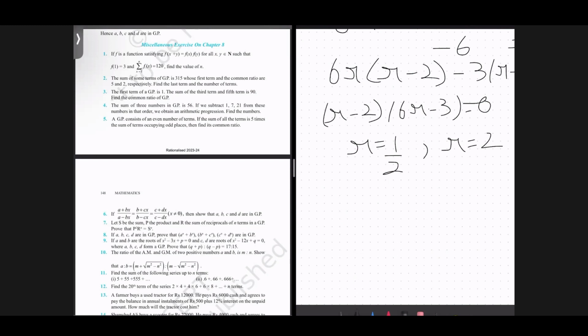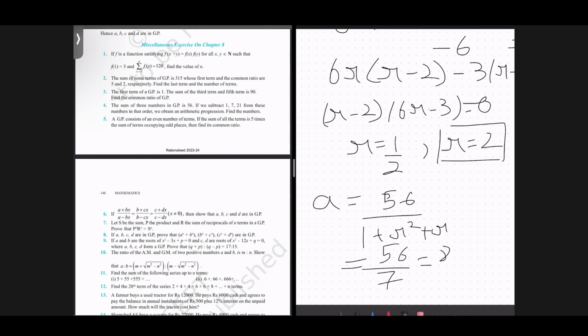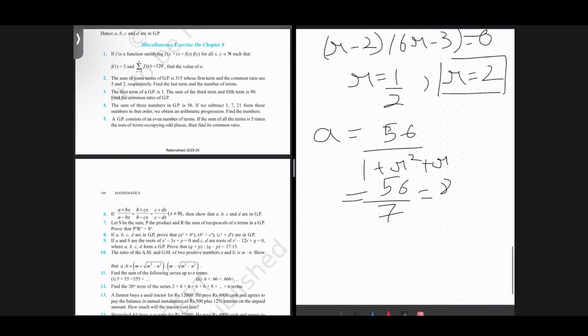Let's solve for r equals 2 first. We have a equals 56 upon 1 plus r plus r square. When you solve this, you have 56 divided by 7. A becomes 8. The common ratio is 2. So your terms are 8, 16, 32. Right? These are your three terms.